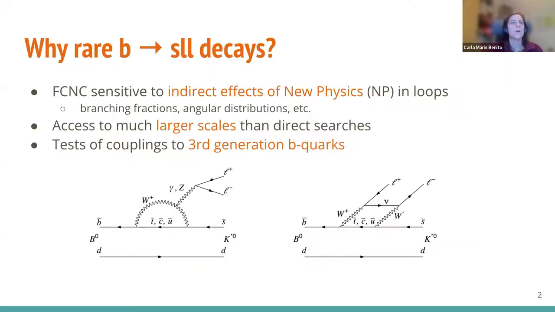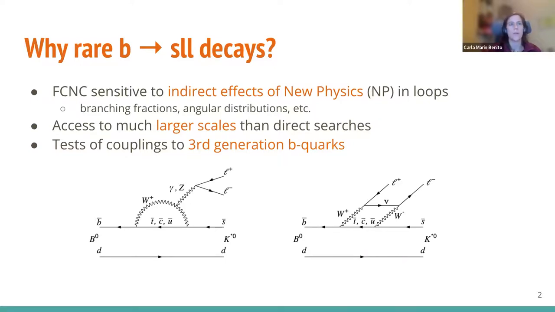Okay, so we have seen this already, but why are we interested in rare B to s l l decays in particular? These are flavor changing neutral currents, and these are sensitive to indirect effects of new physics that can basically enter the loops that mediate these transitions. And this can affect their properties, basically.